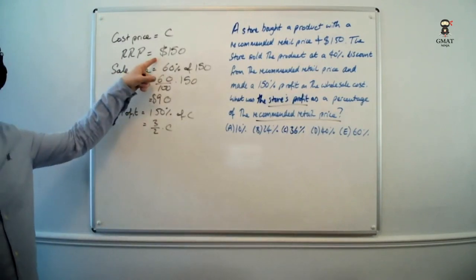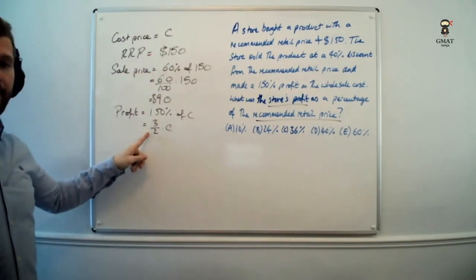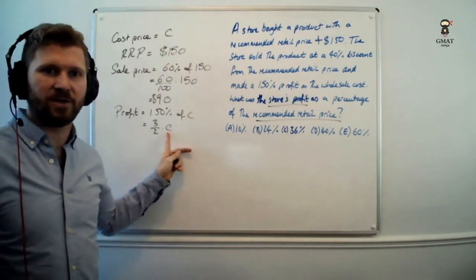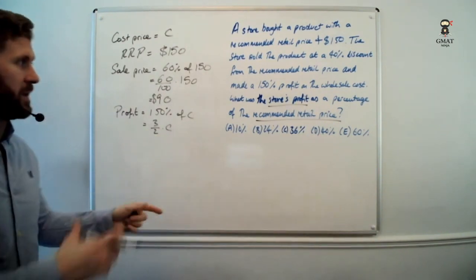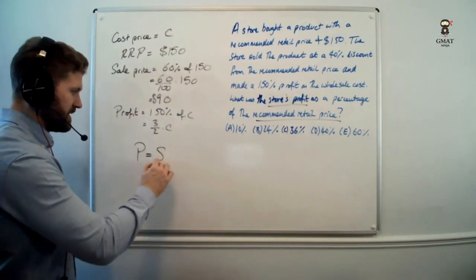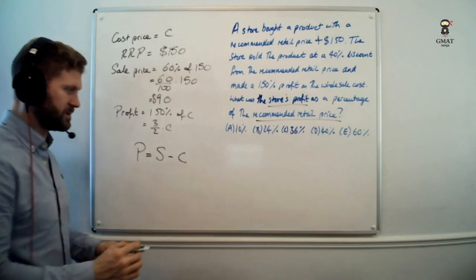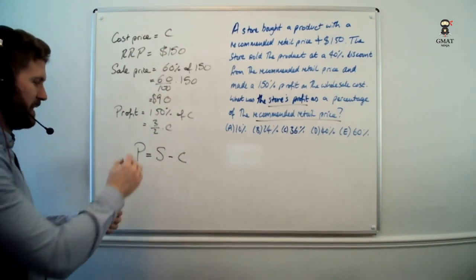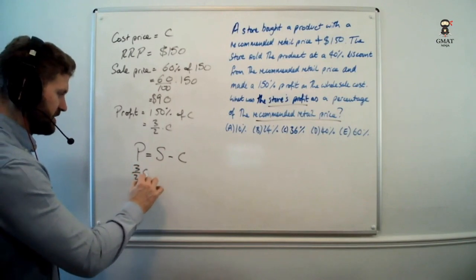Well, I've got the RRP, I've got the retail price. I need to find the profit. Now, that may involve finding the cost as we go. What I can do with this is to say that my profit is going to be my sale price minus my cost: how much money I've got coming in versus how much money I paid for the item to begin with. Profit, we know that's 3 over 2C.